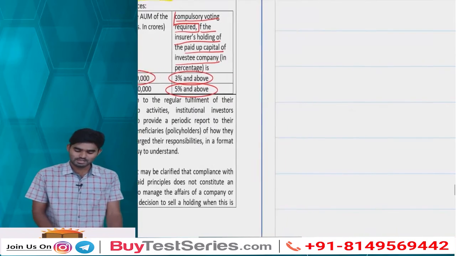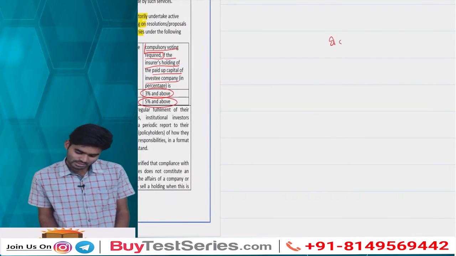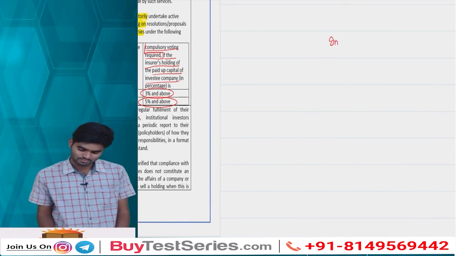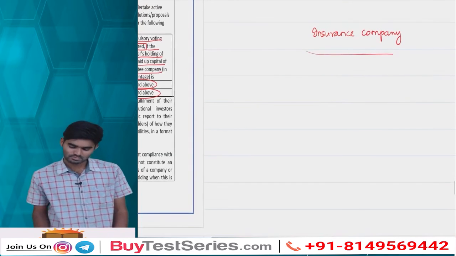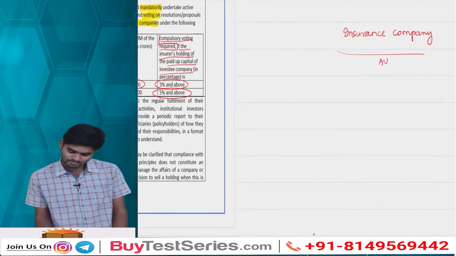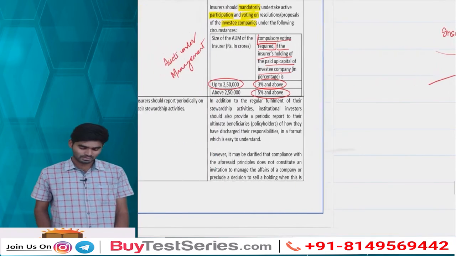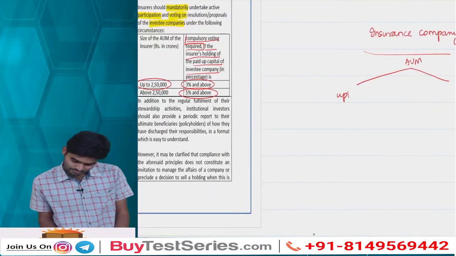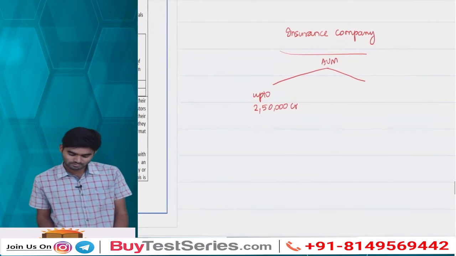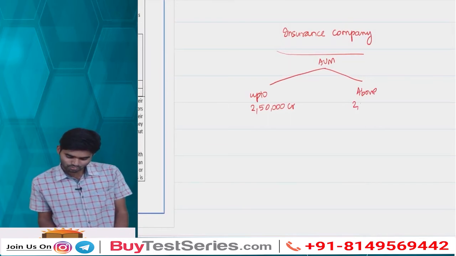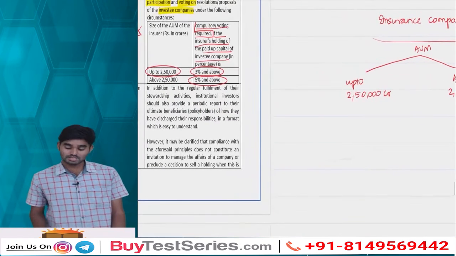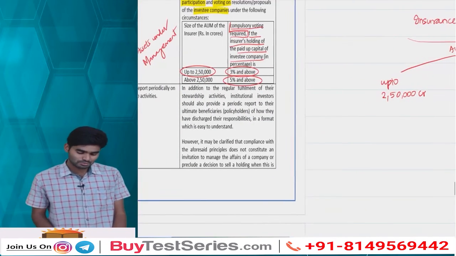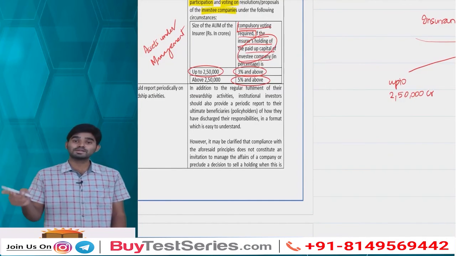Not understood? What it says, see, there is an insurance company where AUM value is up to 2,50,000 crores or above 2,50,000 crores. This is one criteria. This is with respect to the AUM criteria. The other criteria is with respect to your holding of the paid up capital of the investee company.